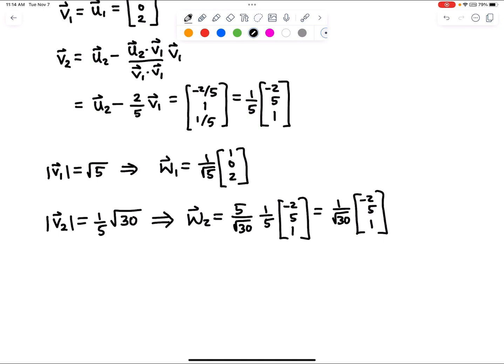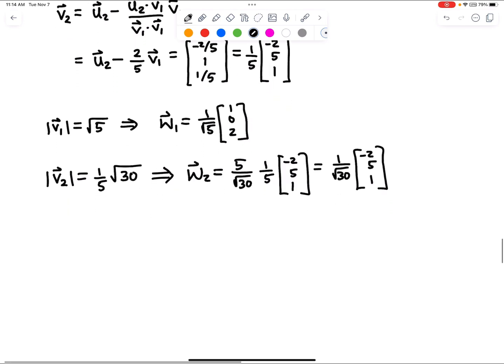So w1 and w2 form an orthonormal basis for the column space of the matrix A. w1 and w2 are orthogonal to each other. If you dot product them, you will get 0. And their magnitudes are 1 each. We construct the matrix Q out of this orthonormal basis. So we'll put vector w1 in the first column and then vector w2 in the second column.